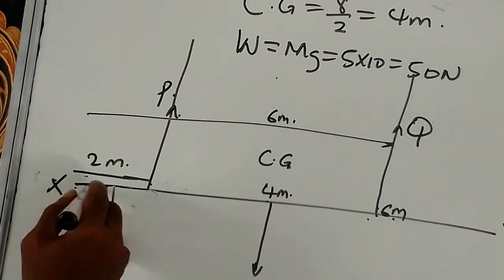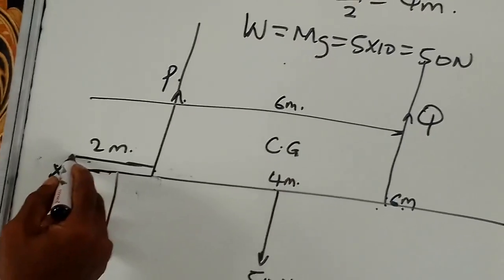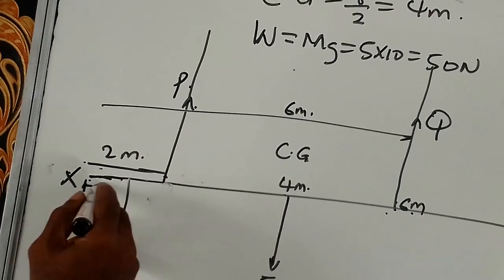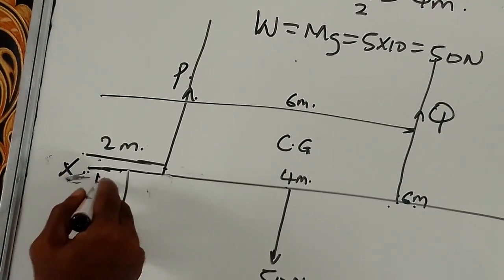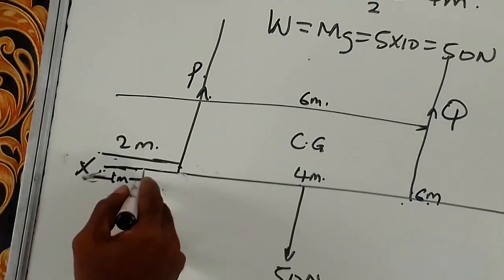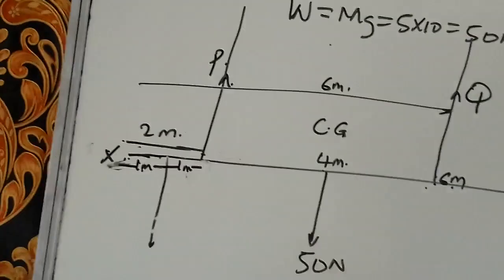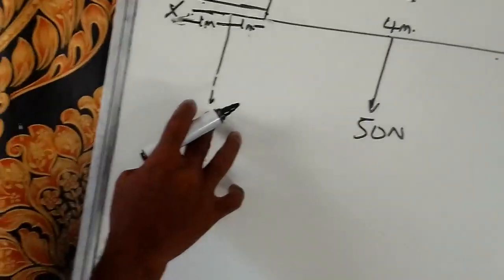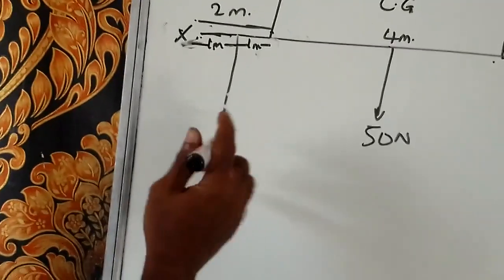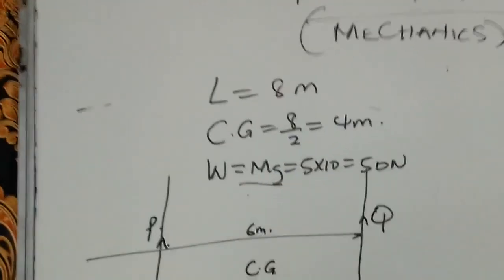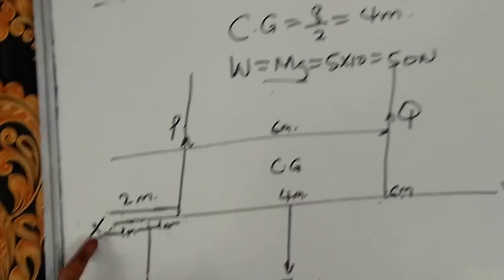If this place is 1 meter, remember that from here to this point is 2 meters. So 1 meter divided into 2 will give us another 1 meter, so the 2 gives you 1 plus 1, which is 2 meters. The weight that is here is 1 kg, and 1 kg is equivalent to 10 newton using this formula to convert, at 1 meter from this end.